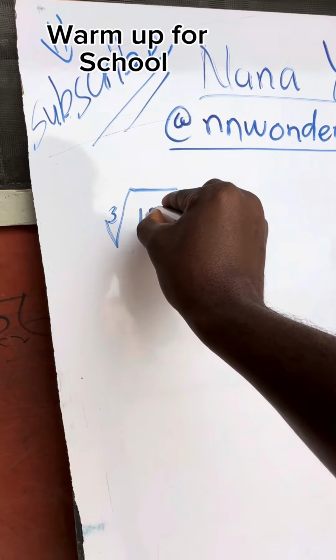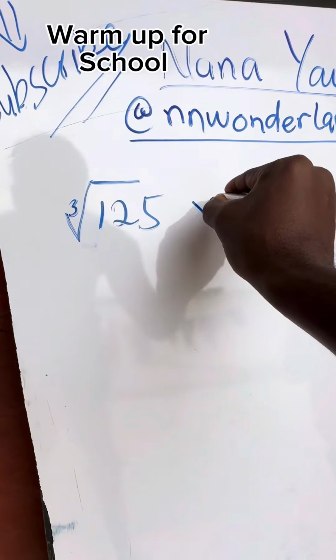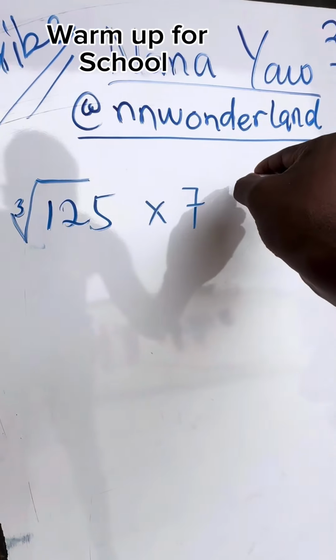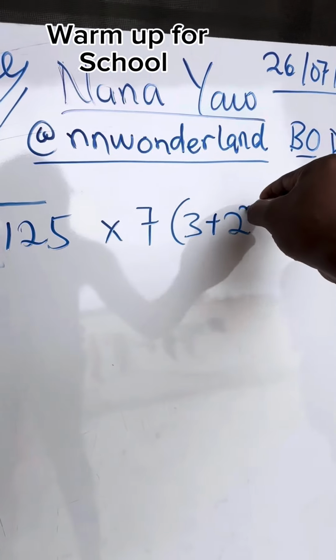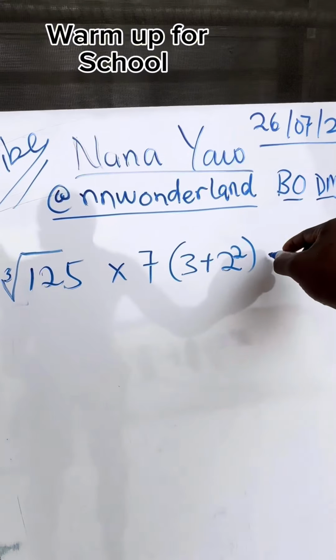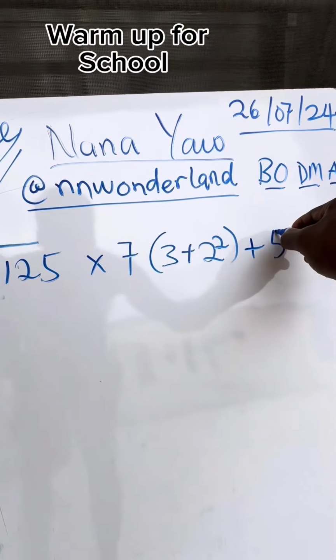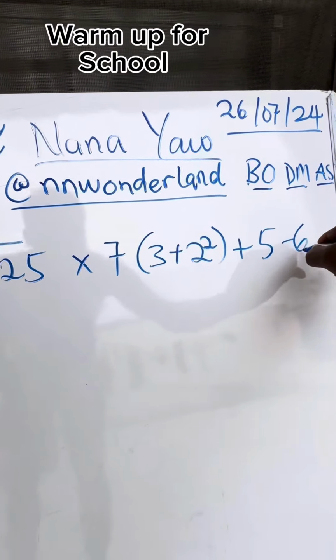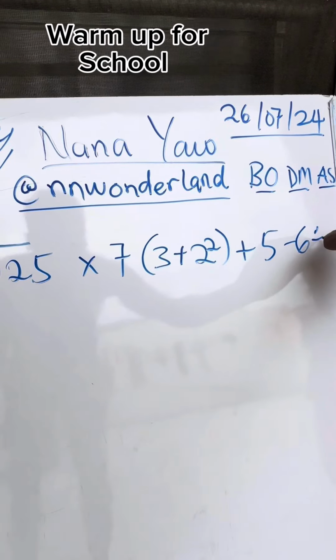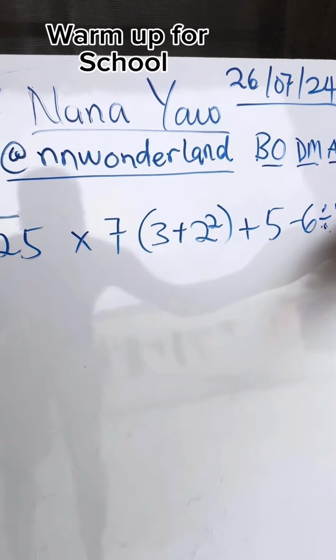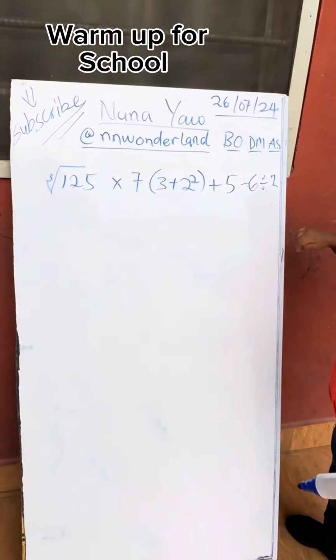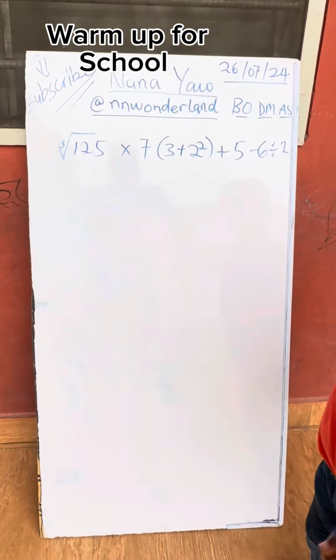Cubits of 1 to 5 times 7. Be careful. You broke it down. Can you do it? You broke it down. Okay, break it down. Let's see.